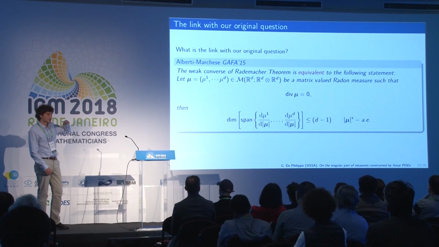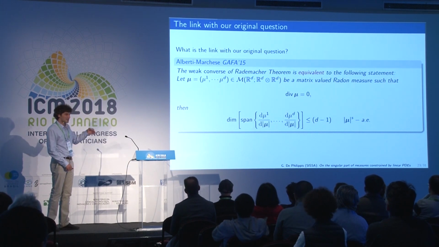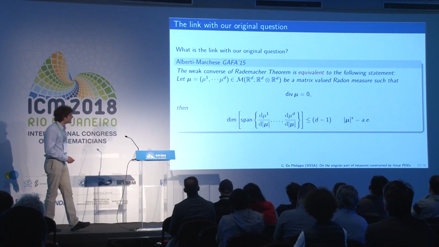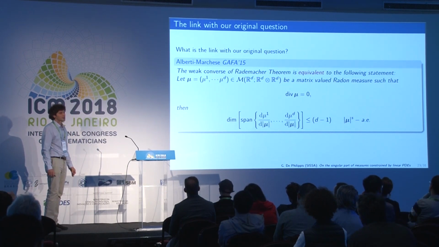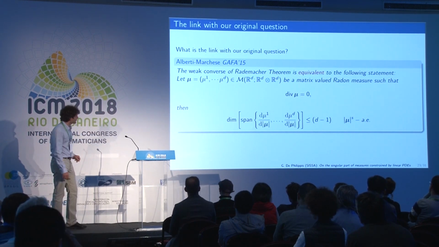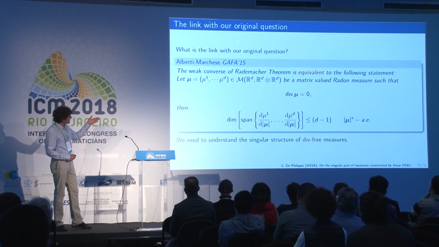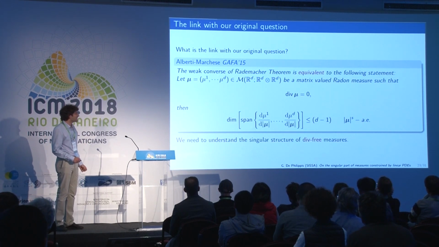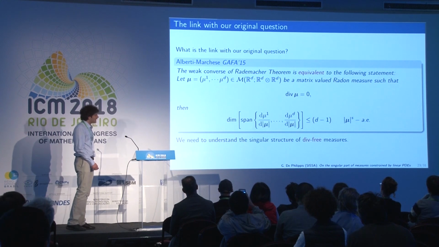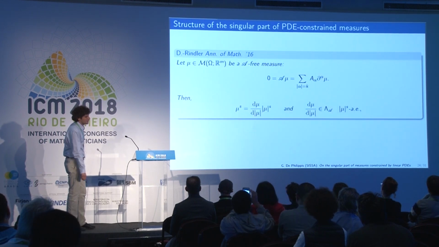So you have d vector valued measures with divergence 0. Then, when you look at the span given by the columns of this matrix at singular points, this span cannot be the full R^d. So this statement is essentially equivalent to the weak converse of Rademacher theorem. I cannot give you this equivalence, and it's quite surprising that it is equivalent. But what is very nice about this theorem is that understanding the weak converse of Rademacher theorem is the same as understanding the structure of divergence-free measures. Okay? So this was to motivate all the questions. So let me give you the answer to the question.